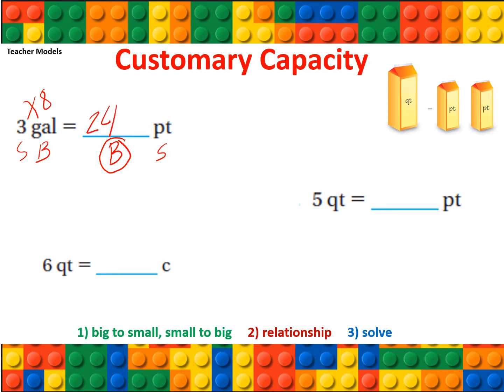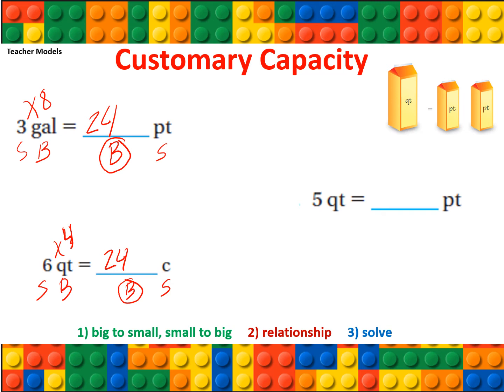Okay? And then we talk about 6 quarts. So quarts is the big unit, cups is the small unit. Again, looking for the big number. How do I find a big number? We multiply. First, I have to find out how many cups are in 1 quart. Well, if there are 2 pints in a quart and 2 cups in a pint, then there are 4 cups in a quart. So 6 times 4 equals 24 cups.